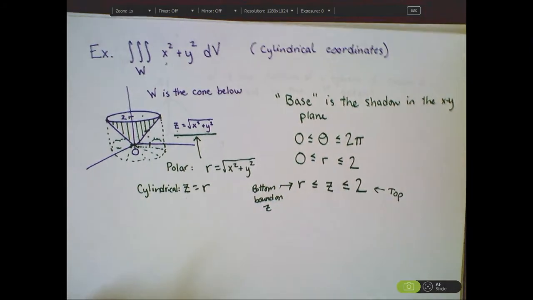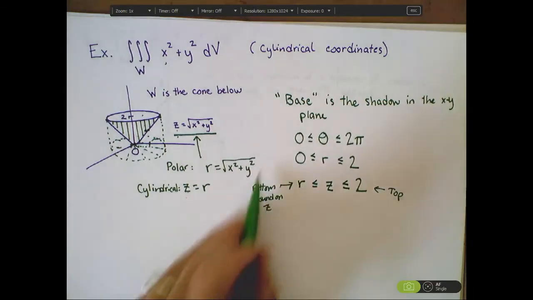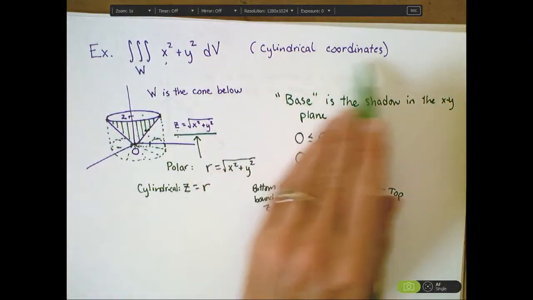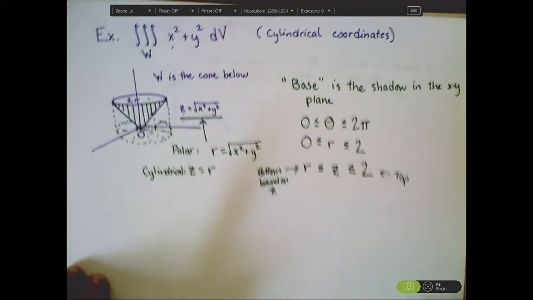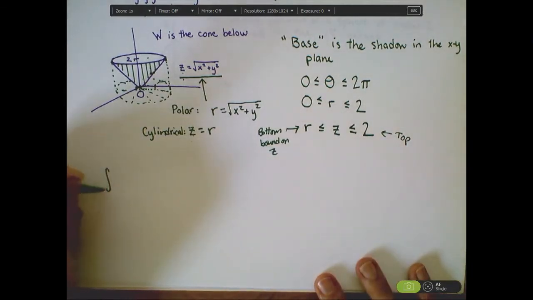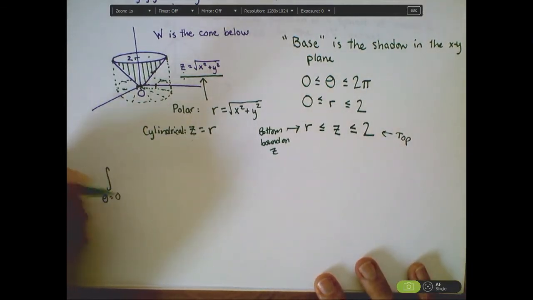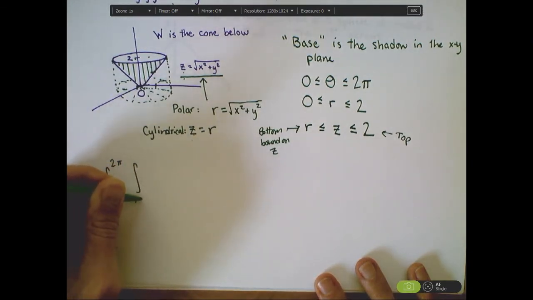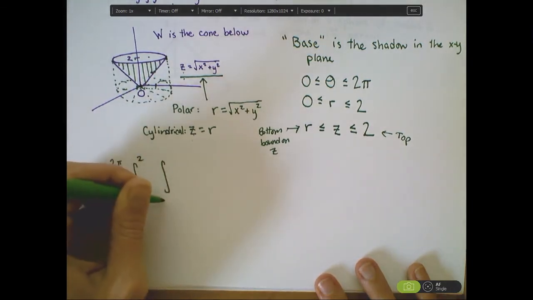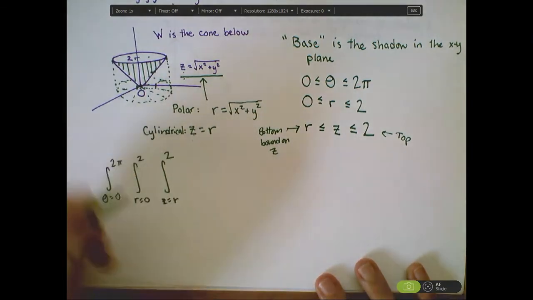So what does that leave us with? We've set up our bounds. We need to convert our x squared plus y squared into cylindrical coordinates, and then add our factor of integration, and then we will be ready to integrate. So we're letting our theta go from 0 to 2 pi. We're letting our r go from 0 to 2. Our z value is equal to r on the bottom and 2 on top.